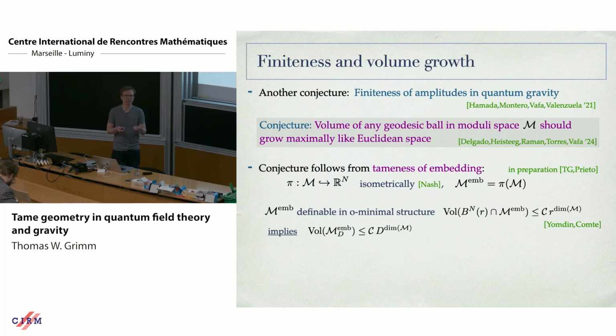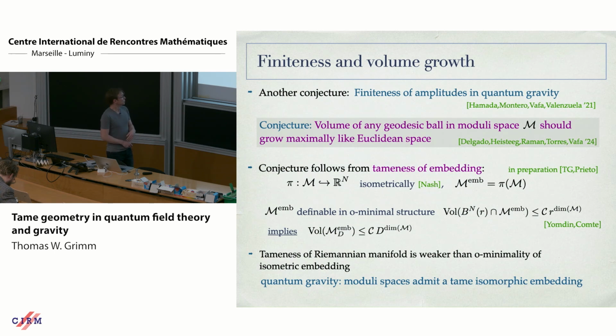Now, maybe that's not too surprising to you. It was surprising to us. Okay. So in fact, tameness of Riemannian manifolds is weaker than o-minimality of the isometric embedding. That's maybe not too surprising in hindsight.